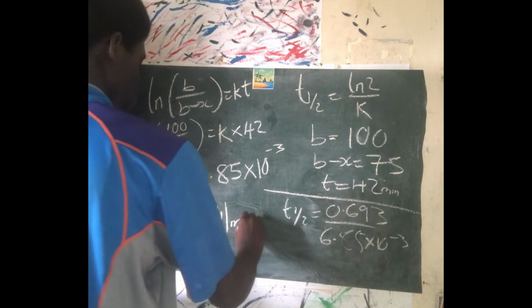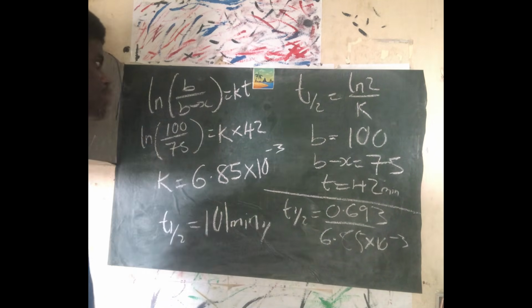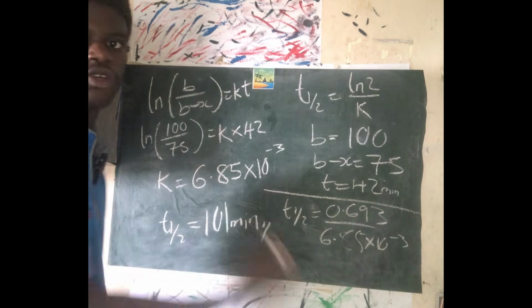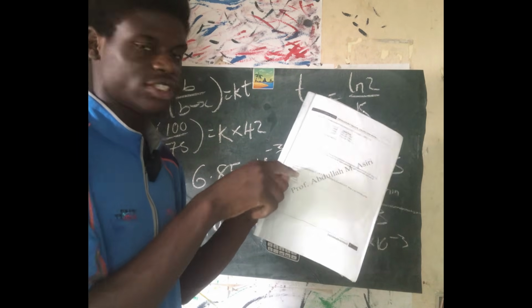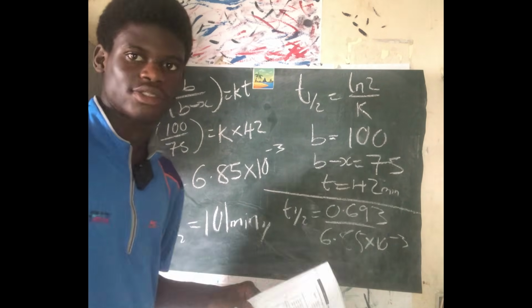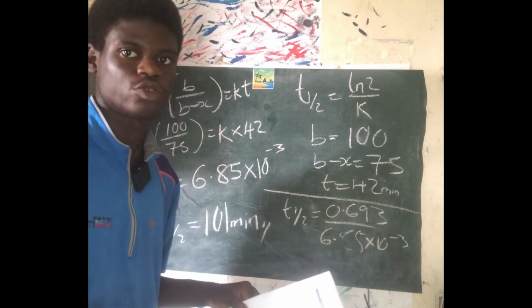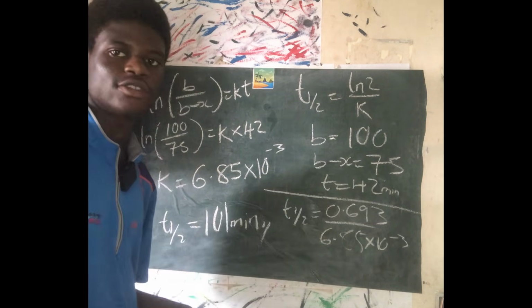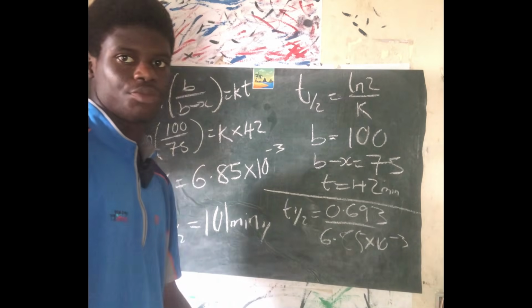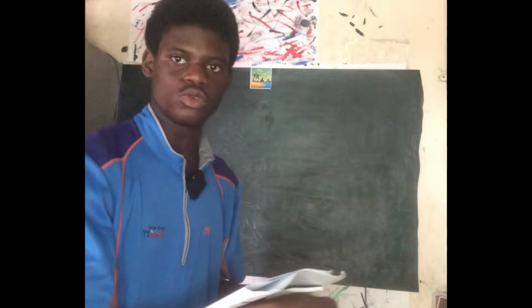Our answer will be in minutes. 101 minutes, because we've been working in minutes, we didn't convert to seconds. So our answer is going to be in minutes, and the option is in minutes. If you see that the option is in minutes, just work with minutes. You don't need to convert to seconds. You have to work with your options. So the answer is option E, 101 minutes.